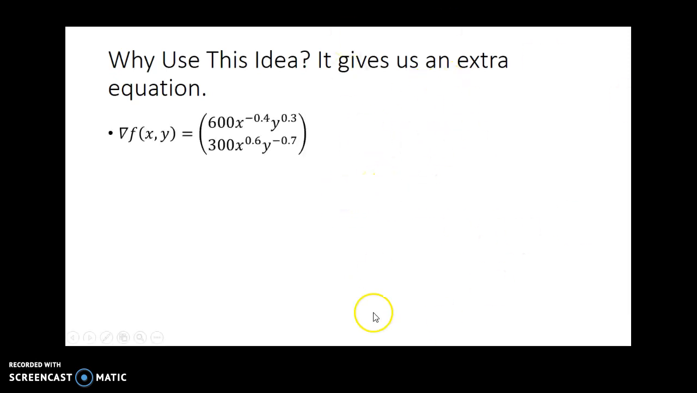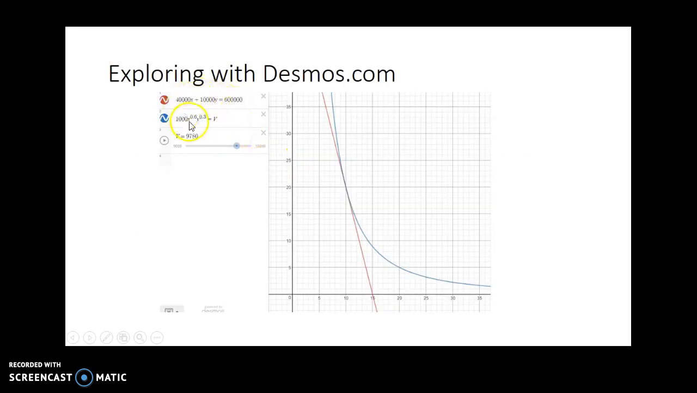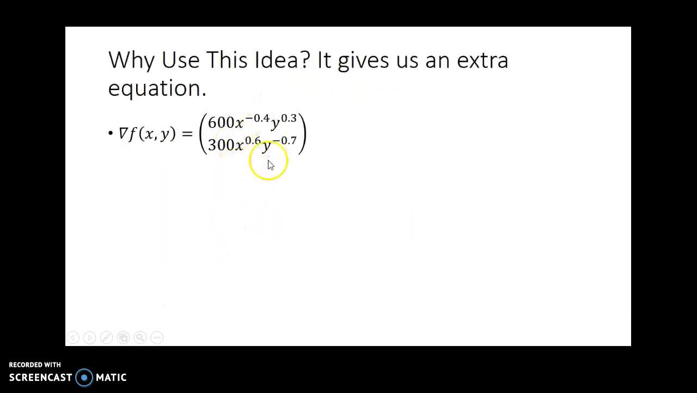So the first thing we're going to do is find the gradient vector. The gradient of f is the derivative with respect to x, which, if we go back a couple steps here, we would treat y to the 0.3 as a constant. So we use the power rule. 0.6 times 1,000 is 600. x to the 0.6 minus 1 is x to the negative 0.4, times y to the 0.3, since that's a constant. And we do a similar process for the partial with respect to y.